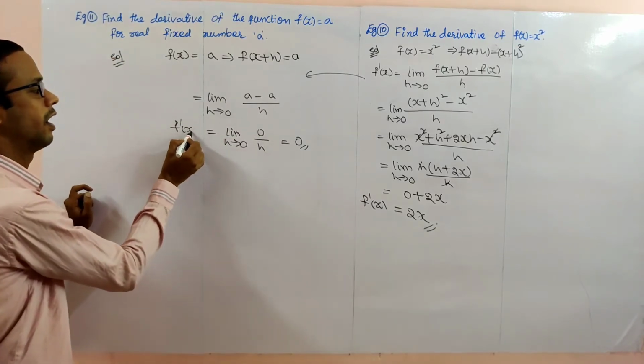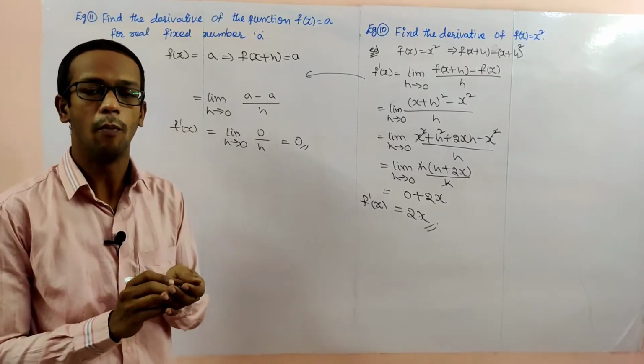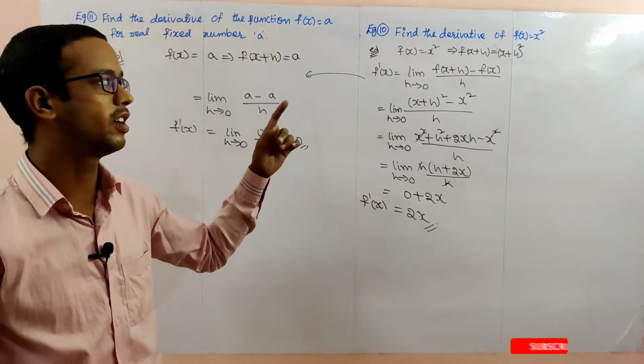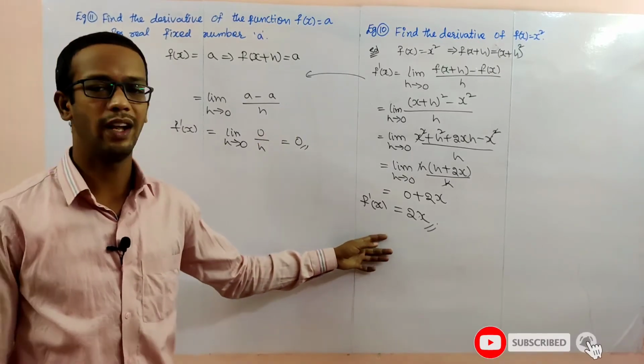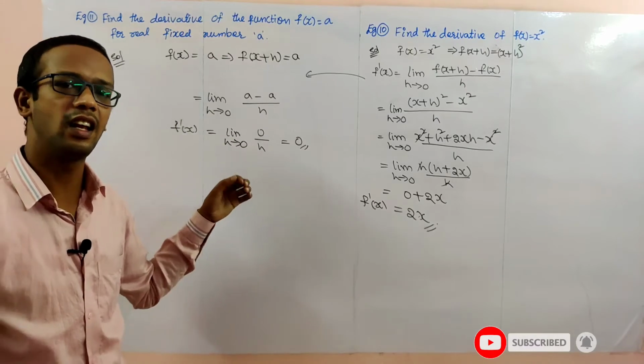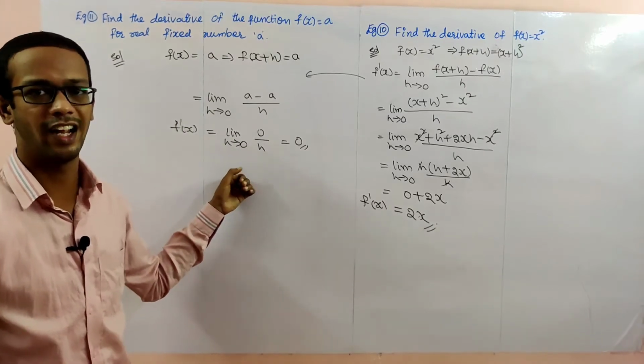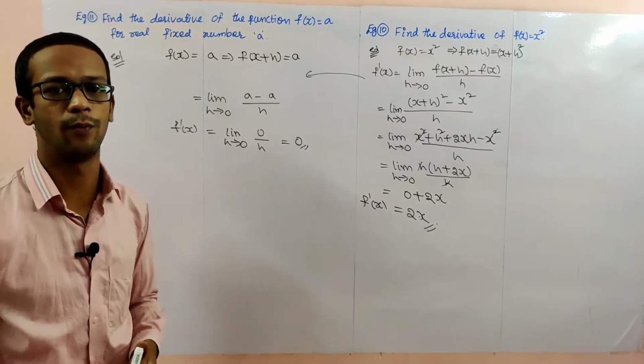So f dash of x is equal to how much? 0. By this what can we conclude? The derivative of a constant, any real number, any constant you are taking, the derivative is 0.